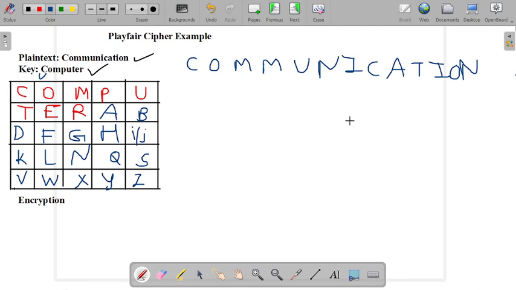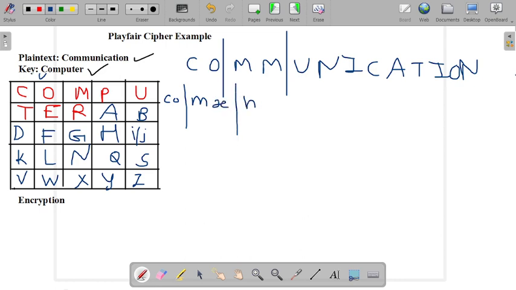Now, according to the first rule, we need to take a group of two characters at a time. Suppose our first group is CO, that is C and O, and in the next group we take M and M. But as per our rule, we do not take two identical letters in one group. That's why we take C and O in one group. After that, we write M and we need to add one bogus character, that is X.